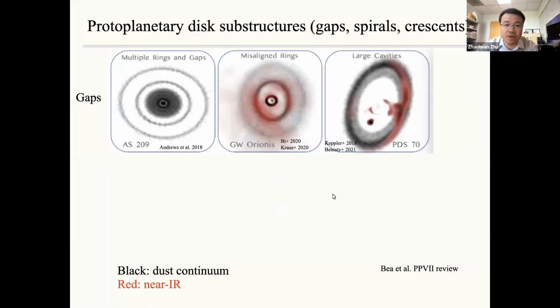So we have seen a variety of disk structures like gaps, spirals, and crescents. Although these structures are seen at the outer disks, they should also be seen at inner disks because the physics is the same. We have seen multiple gaps and rings. Some rings are misaligned, like in the GW Ori system. The innermost ring even has an eccentricity. And we have also observed planets within some of the rings and the cavity.